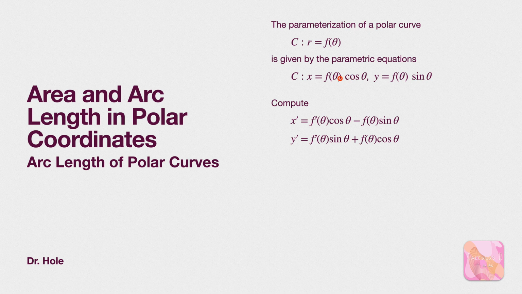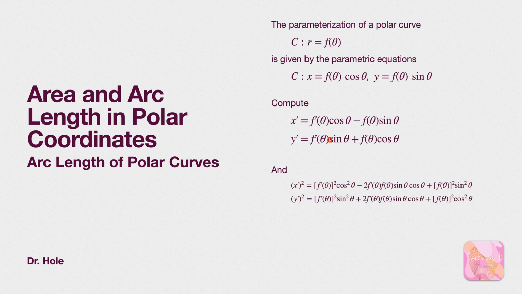Because it's a product of two functions in theta, we need the product rule. Let the derivative fall on f. Then let the derivative fall on cosine, get negative sine. Same story for the y, let the derivative fall on f, and then let the derivative fall on sine to produce cosine.